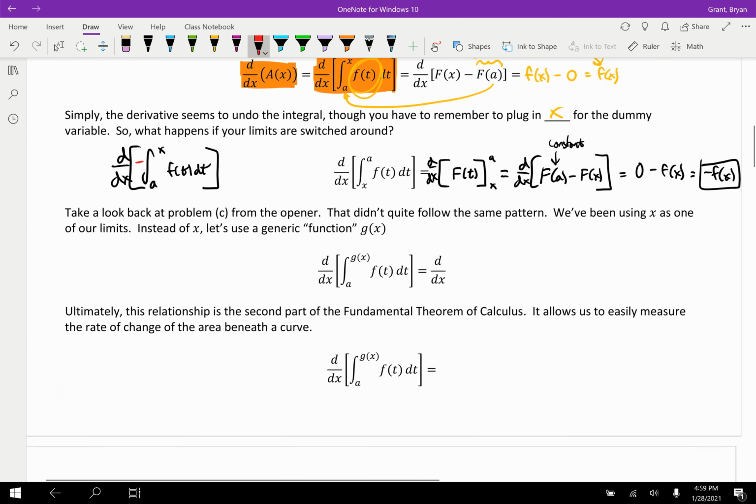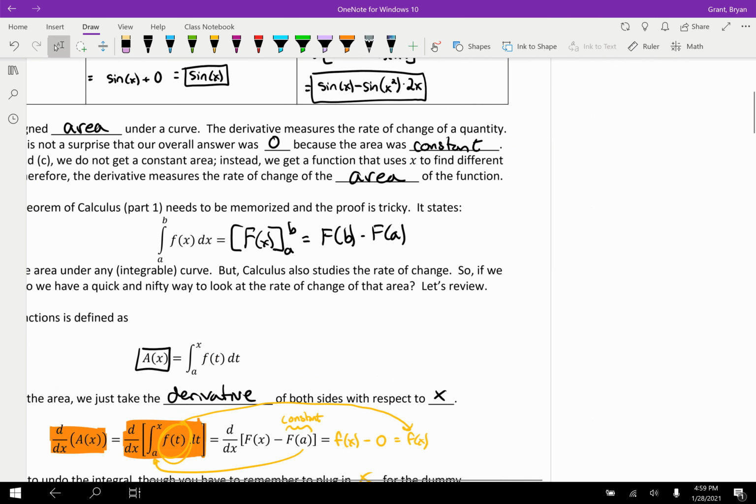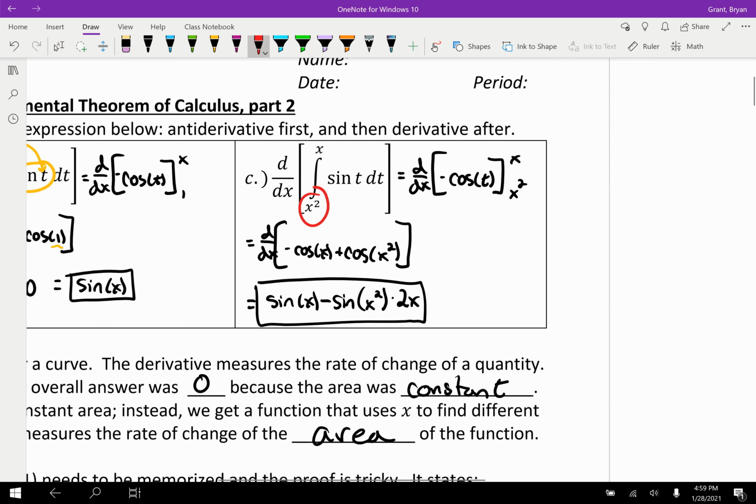Okay, last but not least, we're going to take a look back at problem C from the opener because that didn't quite follow the same pattern, right? We've been using x as one of our limits, but instead of x, let's use a more generic function, g of x, where g of x can stand for x squared, g of x can stand for natural log of x, g of x is just a function. It could stand for x if we wanted.